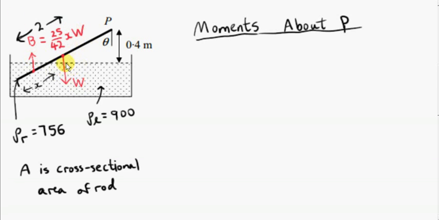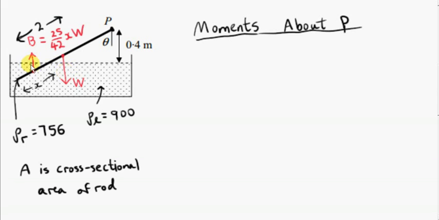Now the obvious point to take moments about is point P. That way we don't have to consider forces on the rod at point P. Forces on the rod at point P have zero distance to point P. Their moment about point P is 0, so we only have to consider these two forces.